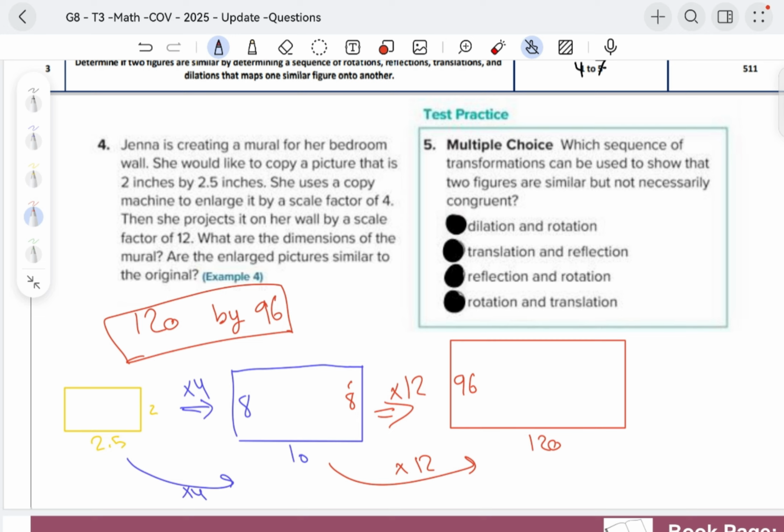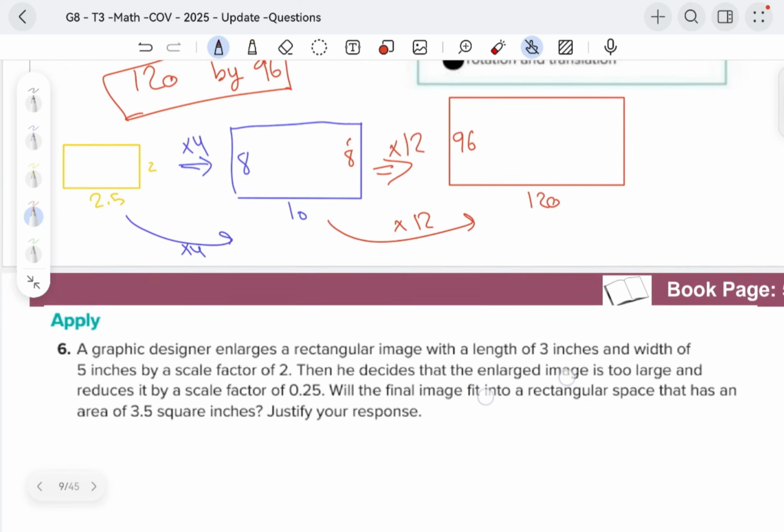For question number 5, which sequence of transformations can be used to show that two figures are similar but not necessarily congruent? To make figures similar, we should have a dilation, because reflection, rotation, and translation keep the dimensions the same. They don't change the size, they keep the image and the pre-image congruent. Only dilation can change the size. If the dilation is not equal to 1, then the size will change. So the answer, dilation and rotation.